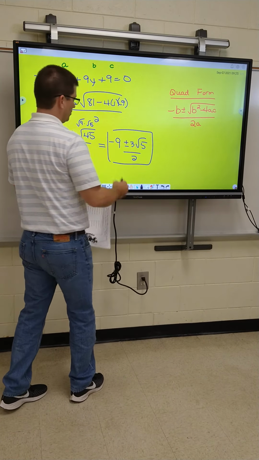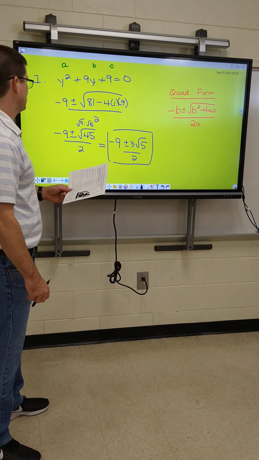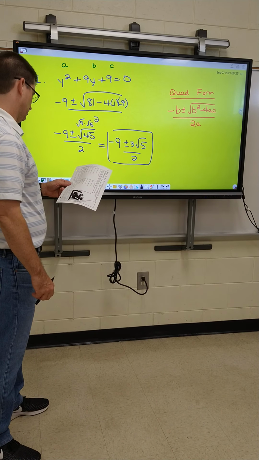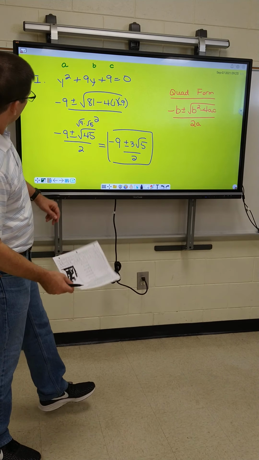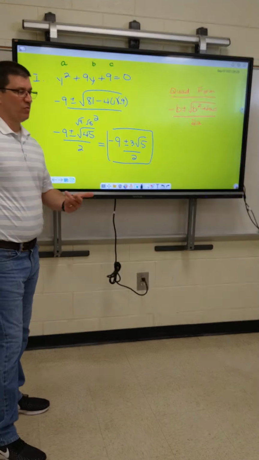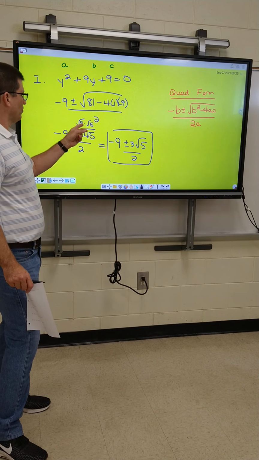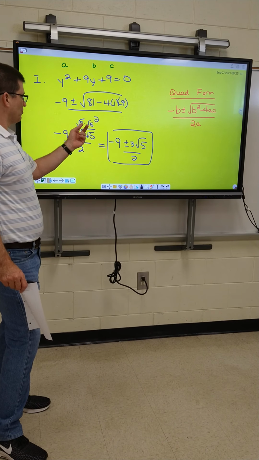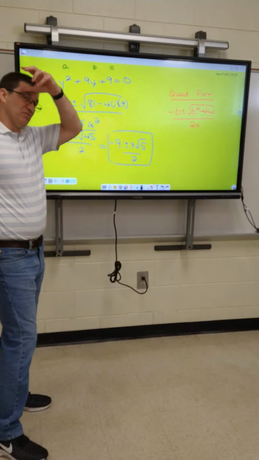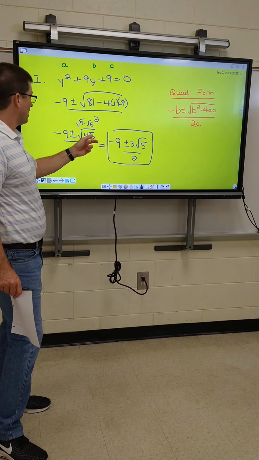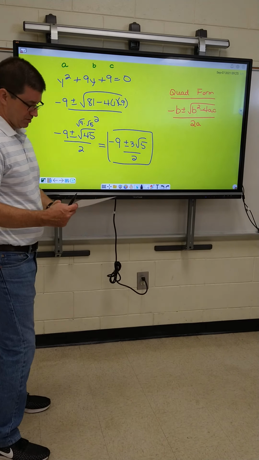Right, that one does not look right. Let's see if I made a mistake. Yeah, there it is. -9 plus or minus 3 root 5 over 2. Okay, so the hardest part for y'all to do at home is simplifying your square roots. And all you do is divide the square out of it. 9 is the only perfect square that goes into 45, so it had to be 9 times 5, and the square root of 9 is 3. All right, let's do another.